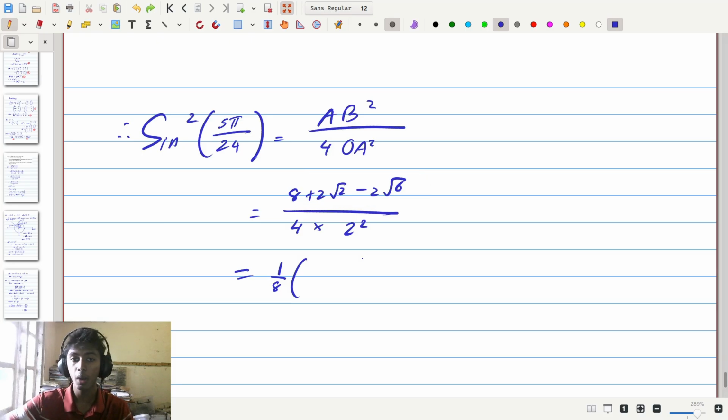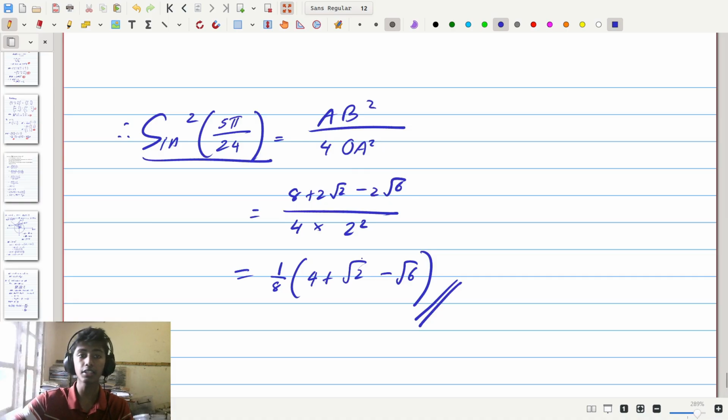what we're left with is going to be all of this divided by 2, which is going to be 4, plus 2 root 2 divided by 2, which is going to be root 2, minus 2 root 6 divided by 2, which is going to be minus root 6. And there is our answer.